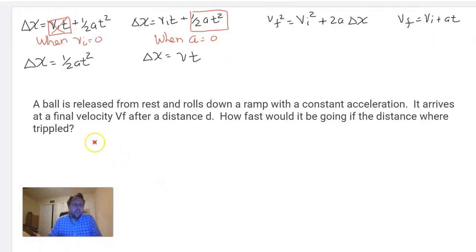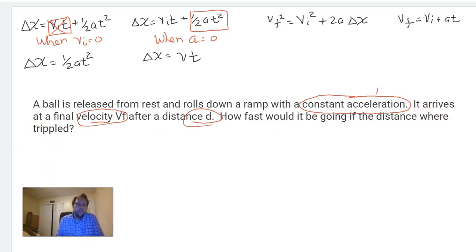Here's another one. A ball is released from rest and rolls down a ramp at a constant acceleration. A constant acceleration, if it doesn't change, that equals 1. It arrives at a final velocity vf after a distance d. How fast would it be going if the distance were triple?